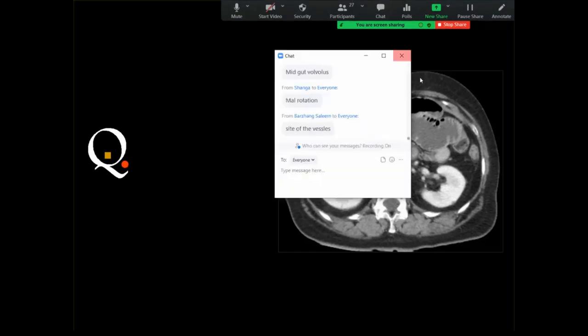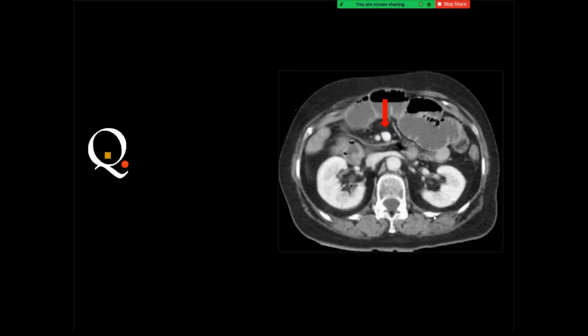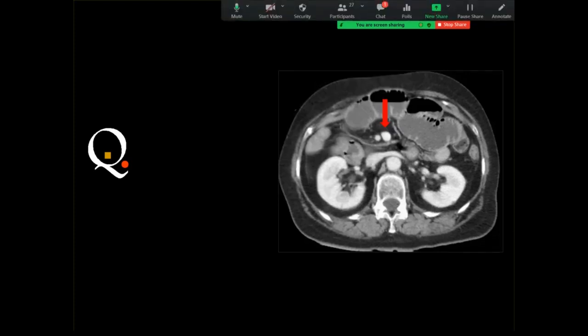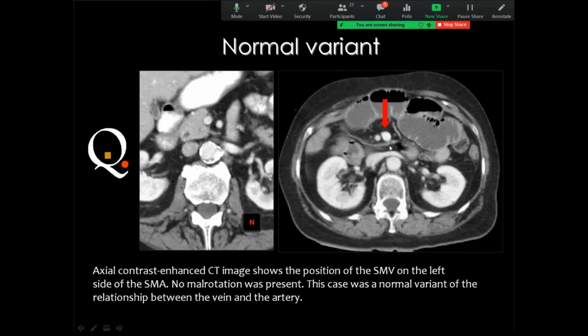Yes, the site of the vessels is not normal because the superior mesenteric artery is usually to the left of the superior mesenteric vein. Sometimes you get this abnormality, and this abnormality is not associated with intestinal obstructive changes nor mesenteric volvulus, since the diagnosis of volvulus needs the whirl sign and the total absence of the superior mesenteric artery and vein.